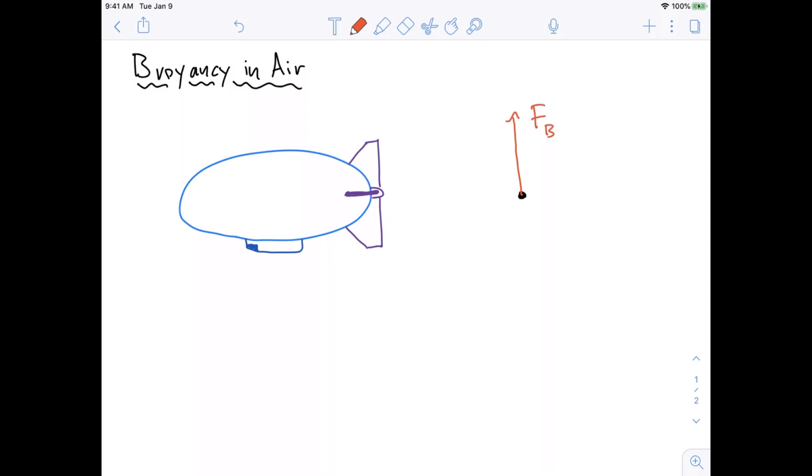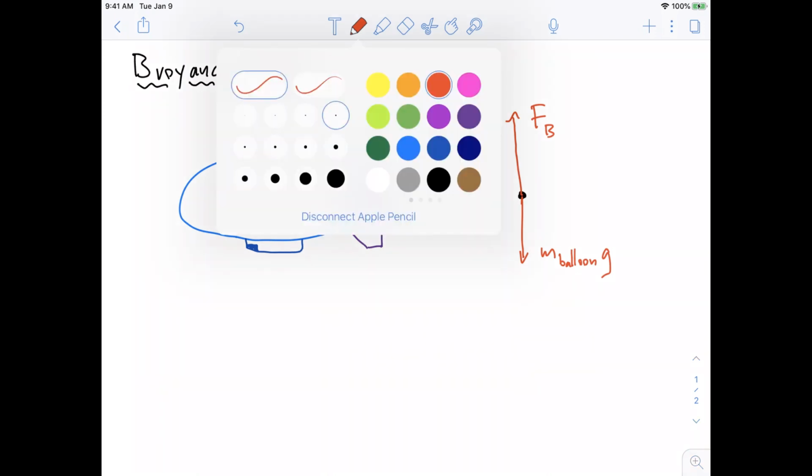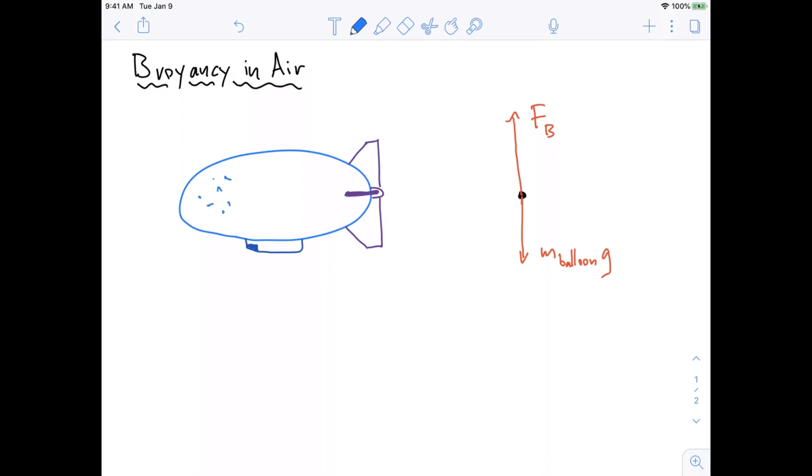What other forces are acting? Well, there's the force that's just from the mass of the balloon itself, m balloon times g. But there's one other thing that we often don't account for, and that's the fact that this balloon is filled with a gas, and that gas has a mass, right? And so the other thing we have to account for is that there's some force that is the mass of the helium times g.